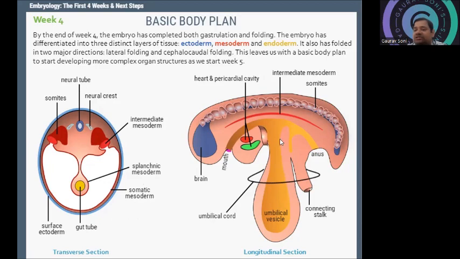Now you can see the longitudinal section or LS. So here you can see the cephalic end, that is brain. Then these are the somites, then cloacal end, then intermediate mesoderm, heart and pericardial cavity, that is cardiogenic area, is formed. Stomodeum, that is mouth, is going to form here. Then you can see umbilical cord. Then this is gut connected with the umbilical vesicle, and there is a connecting stalk also which has been formed. The mouth and anus are formed. Every basic thing has been now formed in this particular time frame.